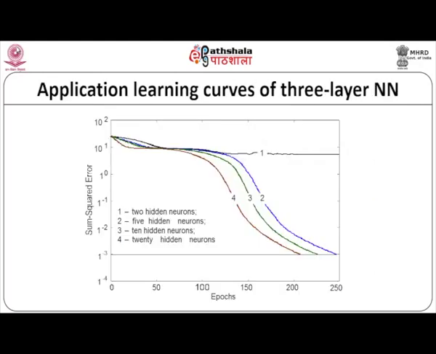So, for the application of learning curves, you can have a 3 layer network with 2 hidden neurons, 5 hidden neurons, 10 hidden neurons and 20 hidden neurons. Different values are given and the number of epochs is run, and he is calculating the sum of squared errors. You see 1 gives it like this, 2 like this, 5 and 4. So, you want the errors to be the least.